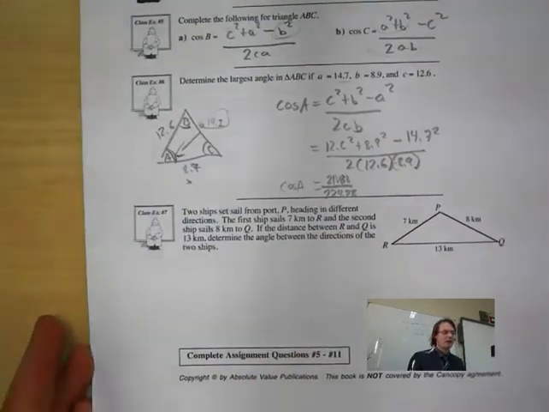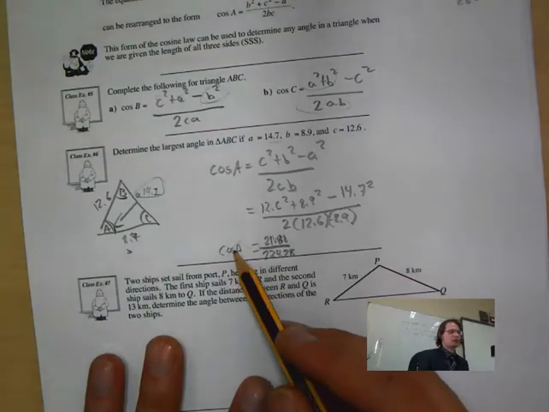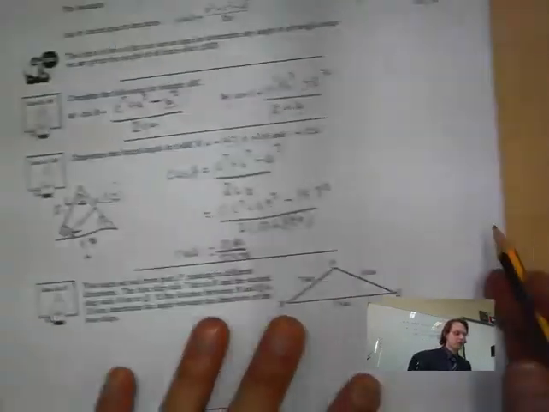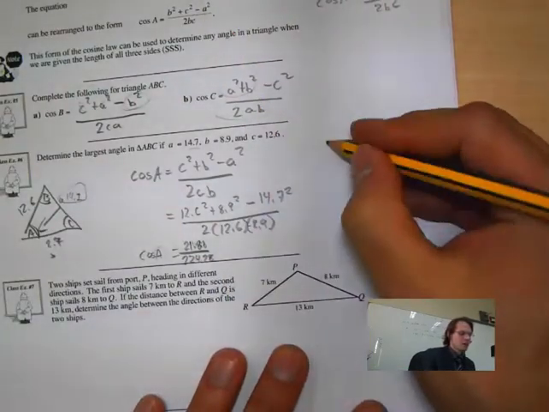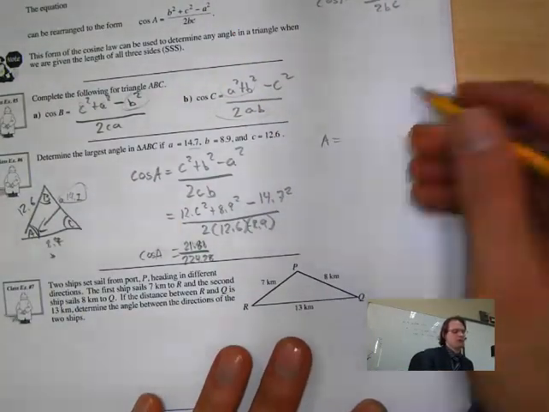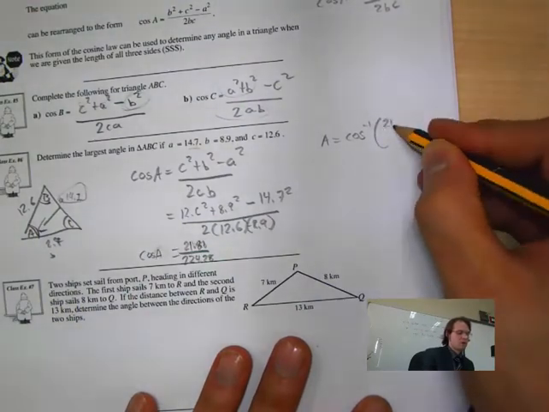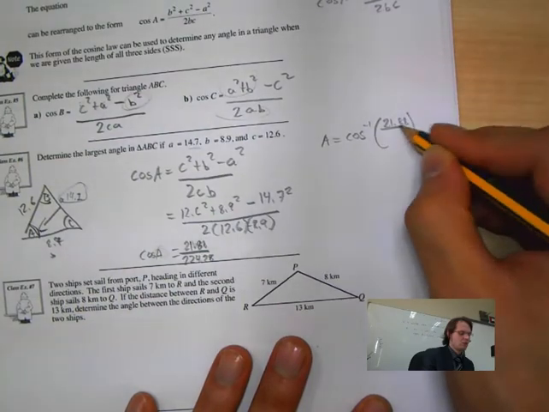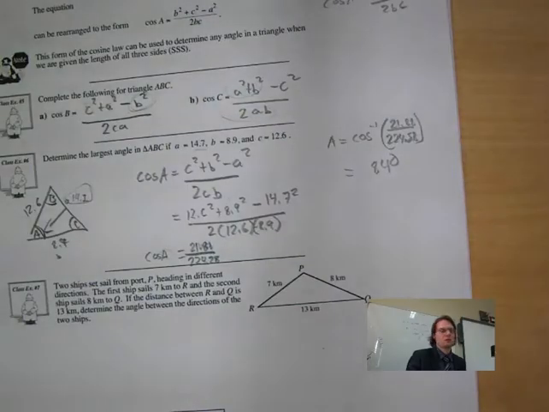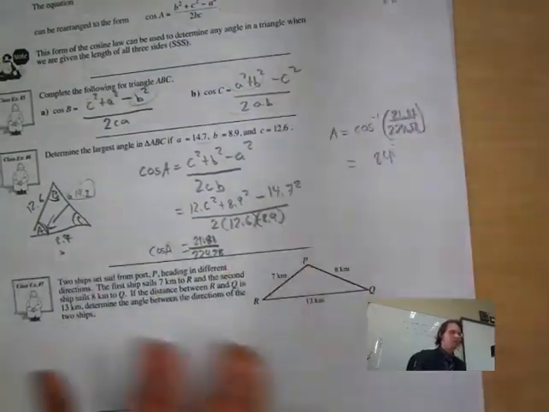Now, if I want to know what my answer is, we have to figure out what A is. So this is way back to SOHCAHTOA. To find the angle, I'm going to have A is equal to inverse cos of 21.88 all over 224.28. And this will give you an angle of roughly 84 degrees.